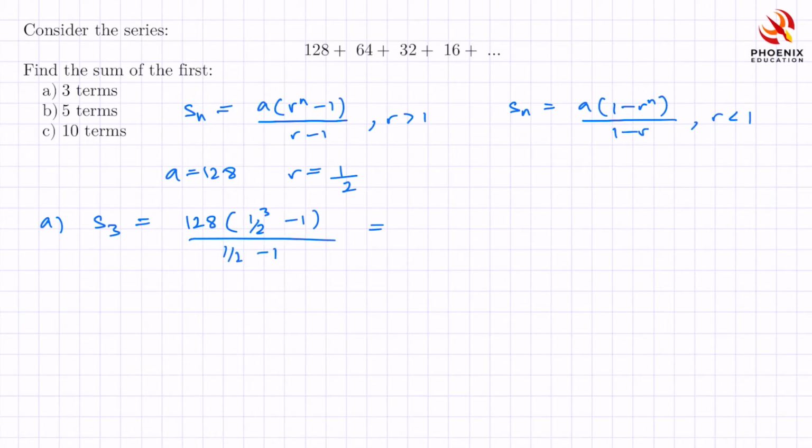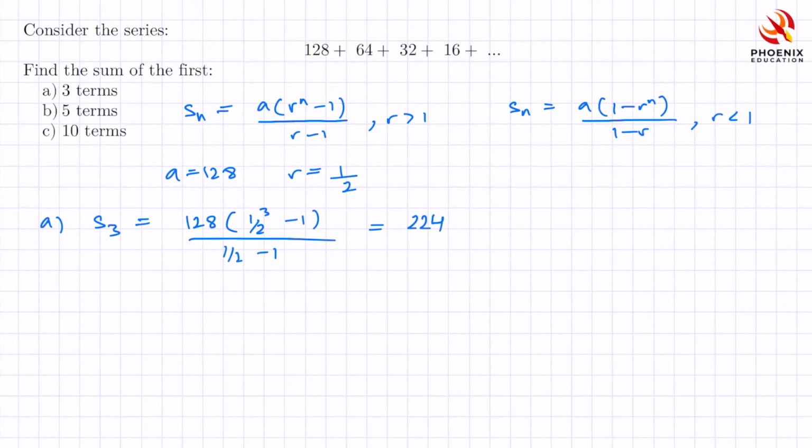Now you can see at a glance that both the numerator and the denominator are negative, and these negatives cancel out, and that's why it doesn't matter which of these formulas you use in practice. Simplifying this, we get 224.